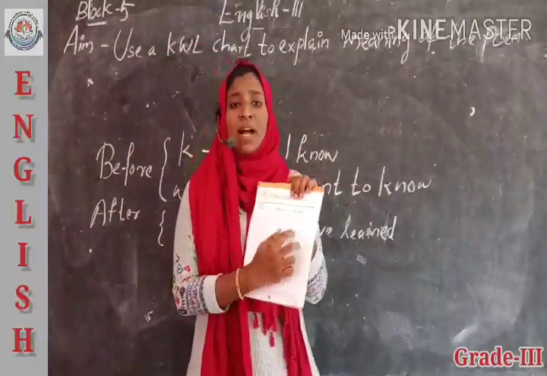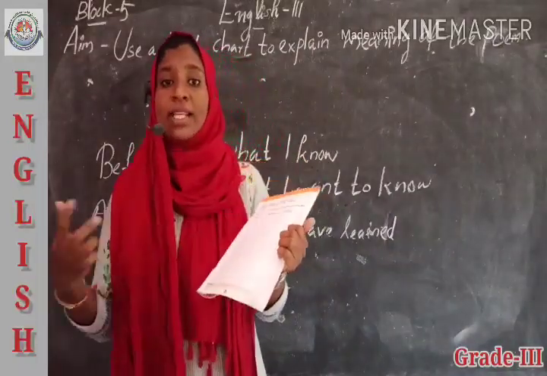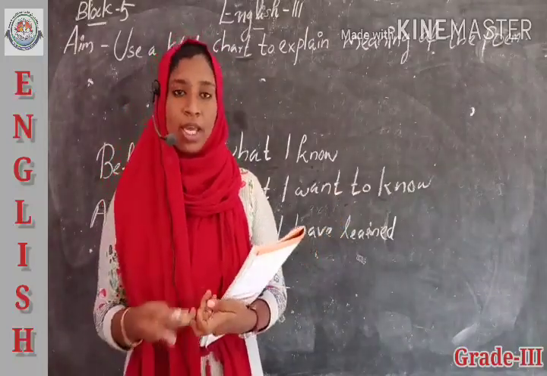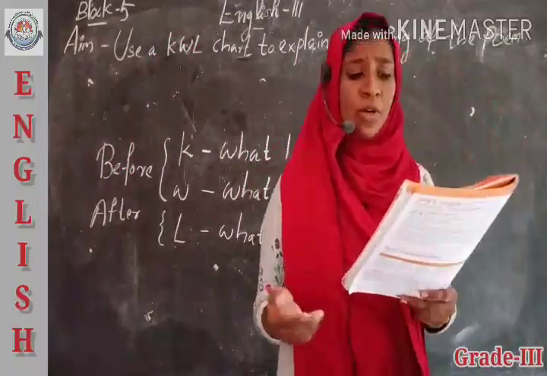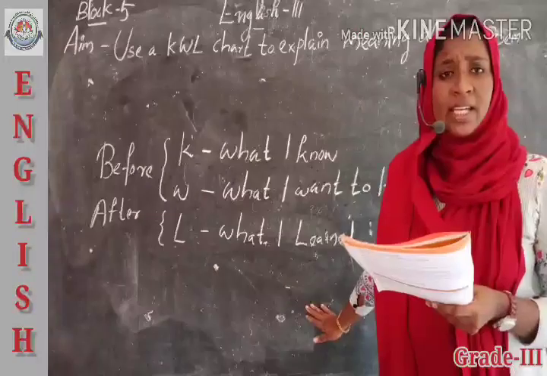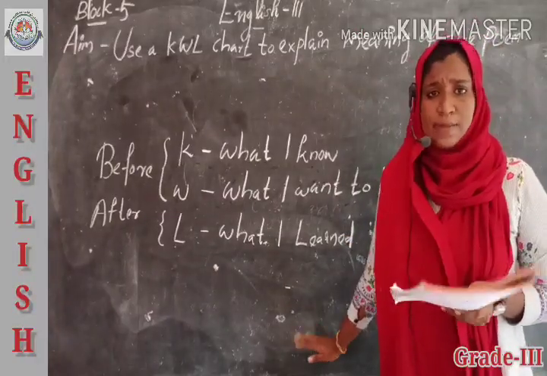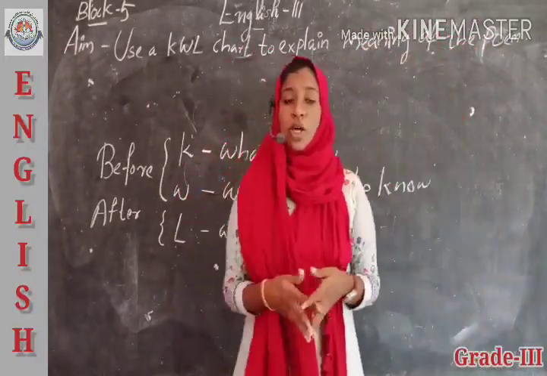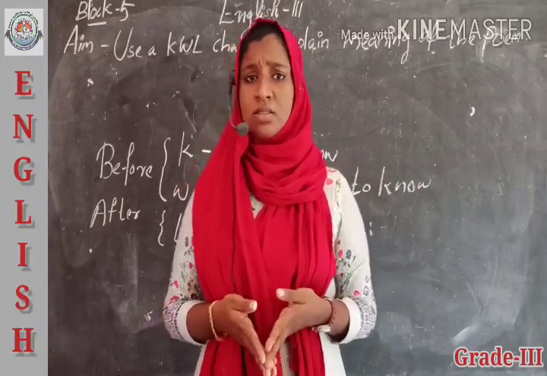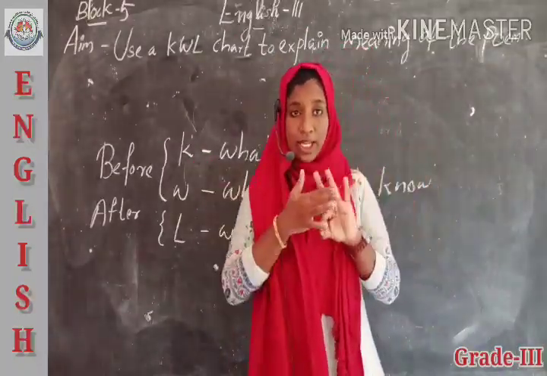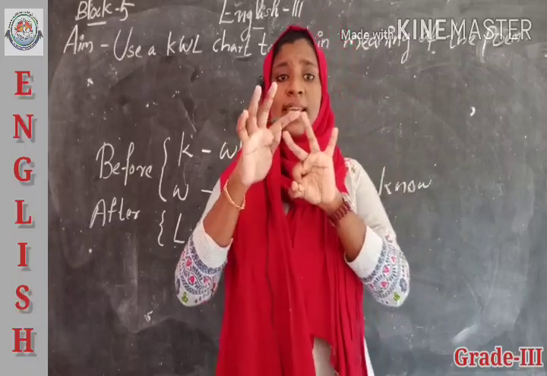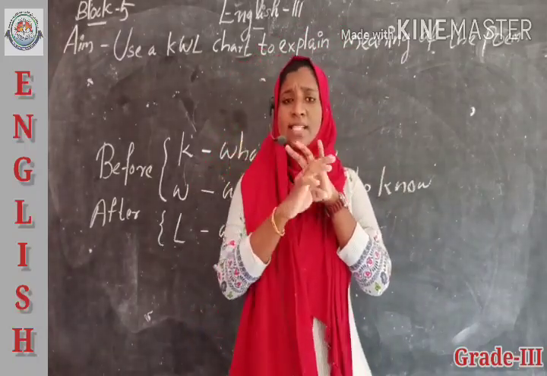So, the what I learned column you have to write after completing this poem, okay? So I hope you are clear. So we have three columns. First stands for K, second stands for W, and last stands for L.